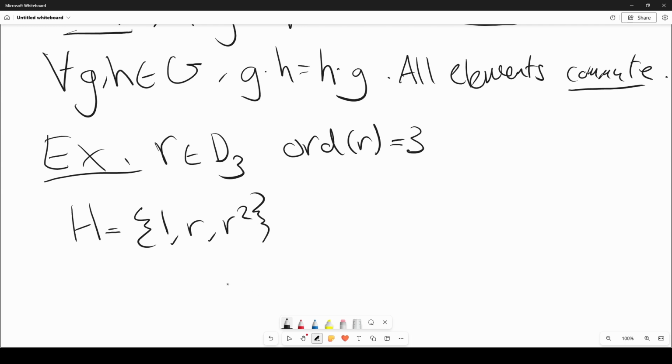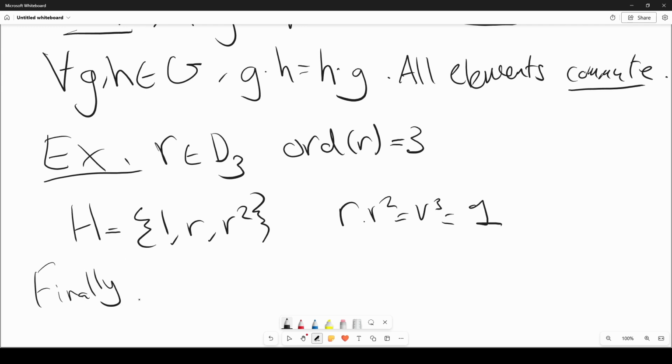Now, I know this is a subgroup because, well, every element has an inverse. For example, the inverse of r is r squared, and the inverse of 1 is just 1. And I know it's closed under multiplication because if I multiply r times r squared, I just get r cubed, which is 1. And you can see for multiplying any two other elements, you're just going to get something in the group, because anything in the group is just a power of r. So if you multiply anything together, you just get another power of r. Okay.